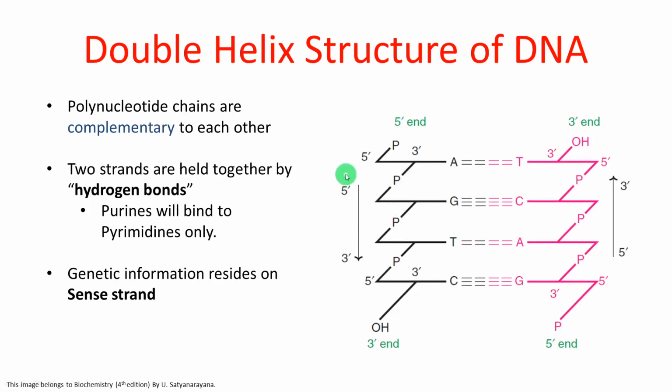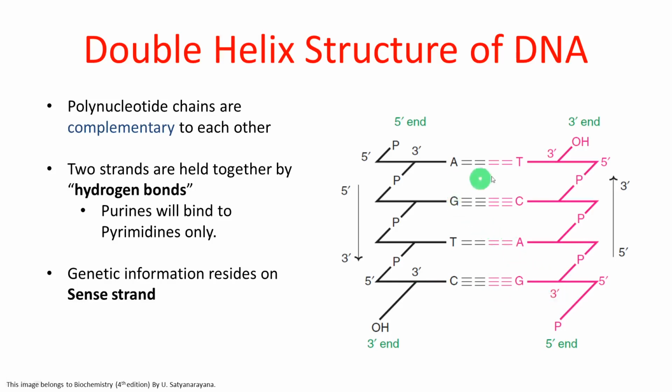Now, the polynucleotide chains, or we can say the strands which we are observing in DNA, are usually complementary to each other. They are not similar to each other. They are complementary, meaning one strand will fulfill the needs of the other strand. That is why it is usually said that polynucleotide chains are complementary to each other, because they are fulfilling each other's needs. Now, what needs are they fulfilling?